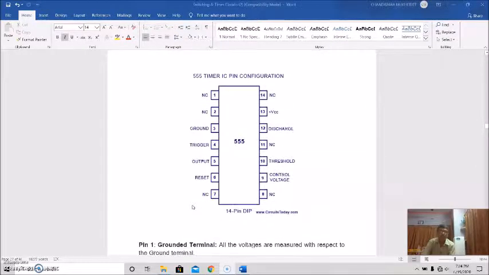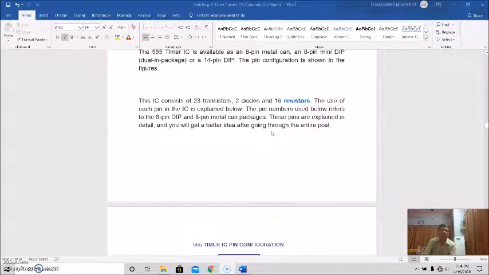See, the 14 pin dual in-line package. This diagram is taken from the cyclostudio.com website. Here 1, 2 not connected, 3 ground, 4 trigger, 5 output, 6 reset, 7 again not connected, 8 not connected, 9 control voltage, 10 threshold, 11 not connected, 12 discharge, 13 plus VCC supply, and 14 again not connected.